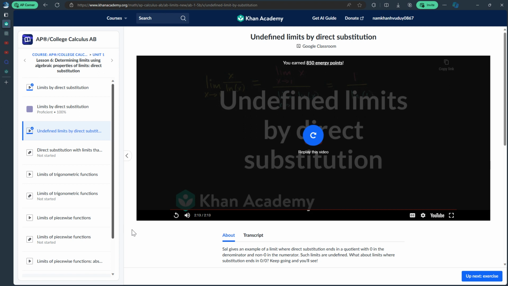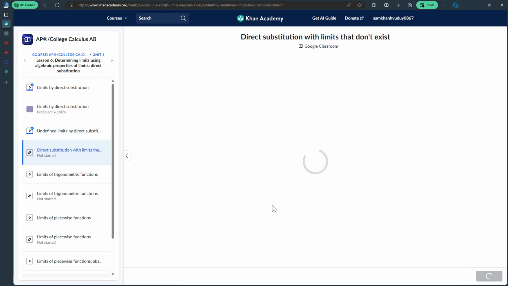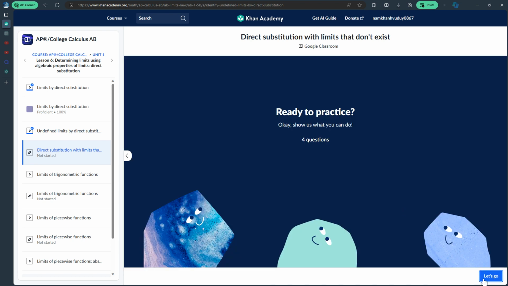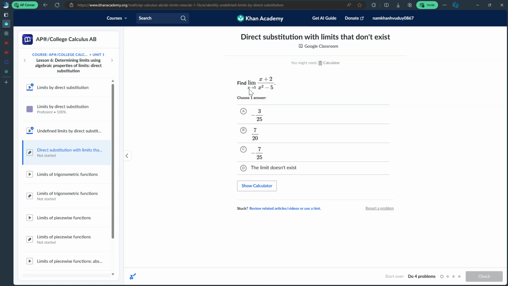Okay, so I think this video is still about replacing things into the expression. This time, the limit does not exist. So yeah, let's do the exercise. So now the 5 here. Okay, so 5 is 5.